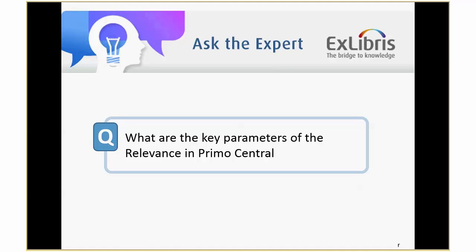What are the key parameters of the relevance in Primo Central? Now, this can be a very complicated question. There's a lot of parameters that are inside. I will do the key parameters, like written here, and not everything that is in Primo Central. There are many parts, but I'll do the key ones over here.